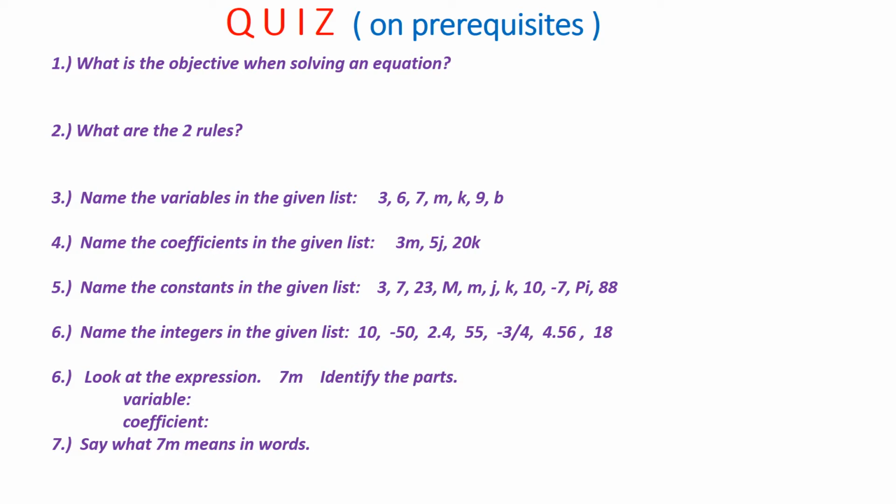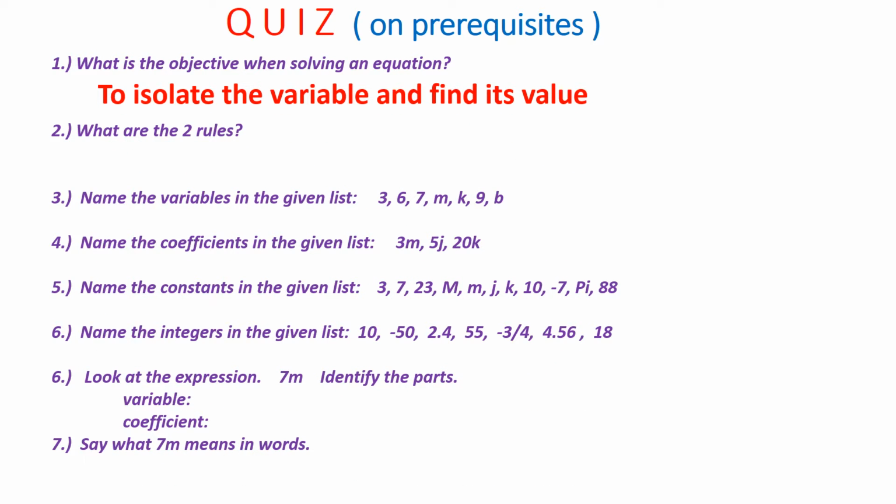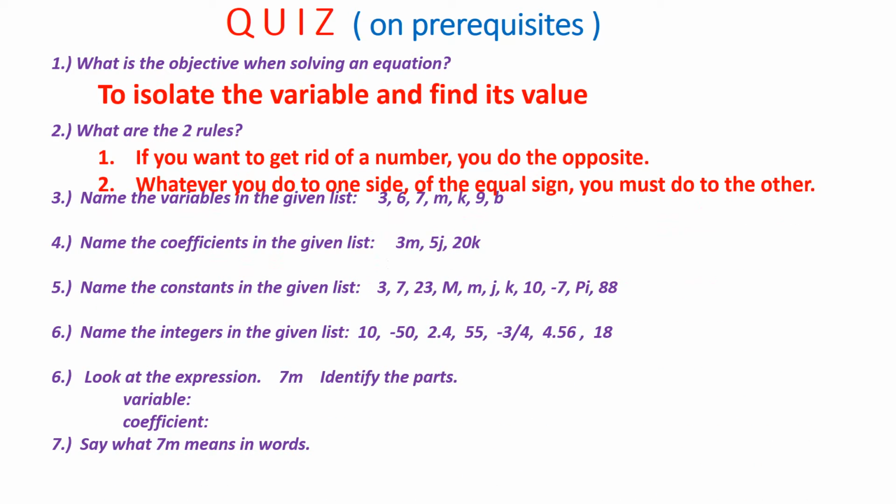What is the objective when solving an equation? Number 1, to isolate the variable and find its value. Number 2, what are the 2 rules? If you want to get rid of a number, you do the opposite. Whatever you do on one side of the equal sign, you must do to the other.